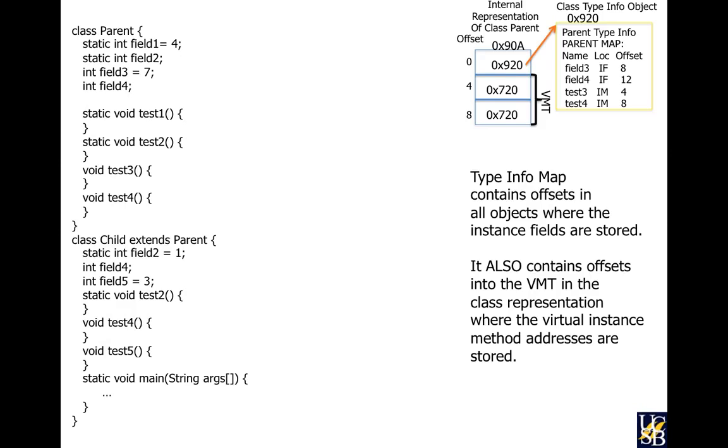Test4 is exactly the same. Its offset is at offset 8. Notice that in the map, field 3 has an offset at 8, and test4 has an offset at 8. Field 3 is an instance field, so its offset is in the object. Test4 is an instance method. It has an offset into the virtual method table. That is, it has an offset into the object that is the internal representation of class parent.